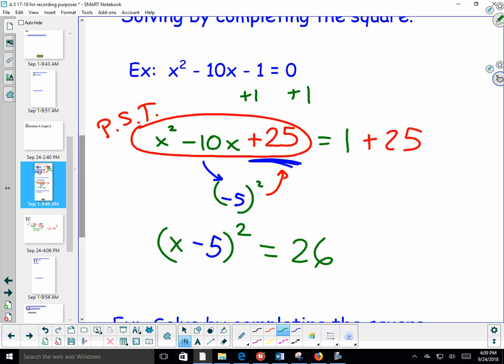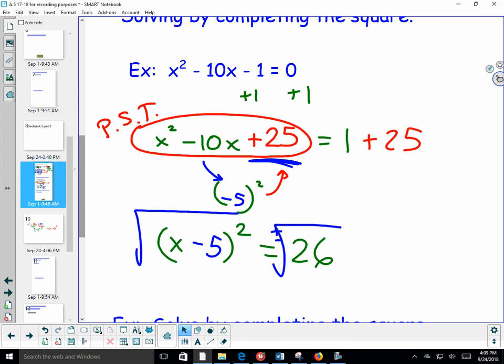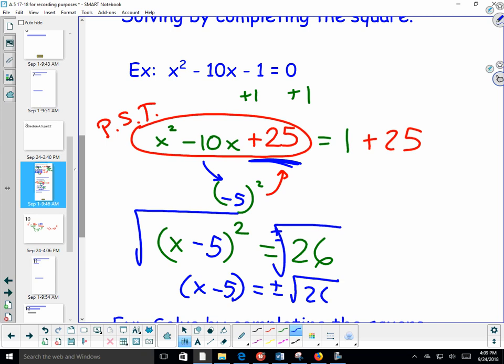All right, at this point, we're now solving this just like you learned in the 8.5 part 1 lesson. We need to take the square root of both sides of the equation. Don't forget, when you take the square root of both sides of the equation, you're going to have two solutions, a positive and a negative. And the square rooting and the squaring are going to cancel each other out on the left. So I'm going to have x minus 5 equaling plus or minus the square root of 26.